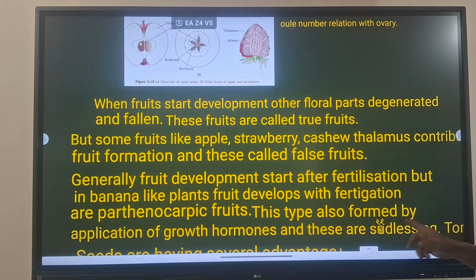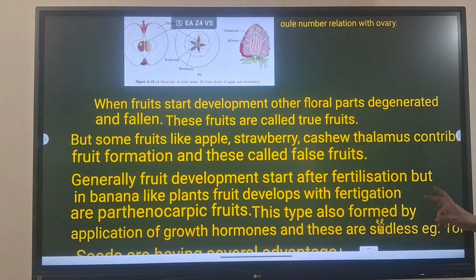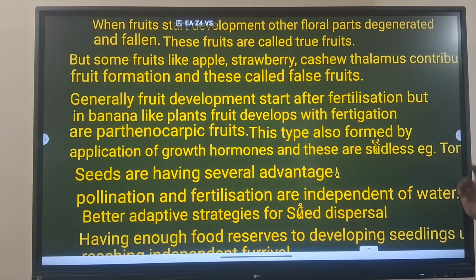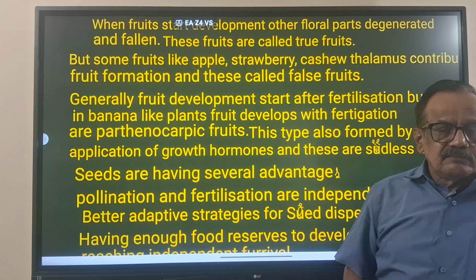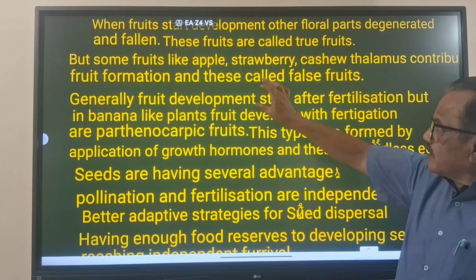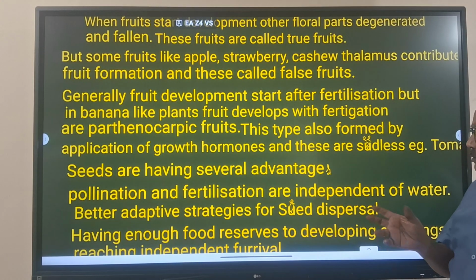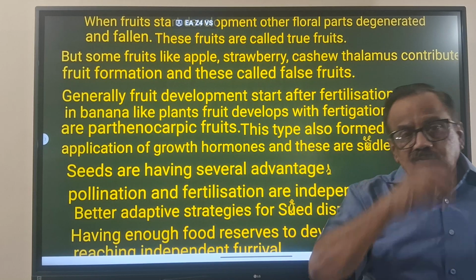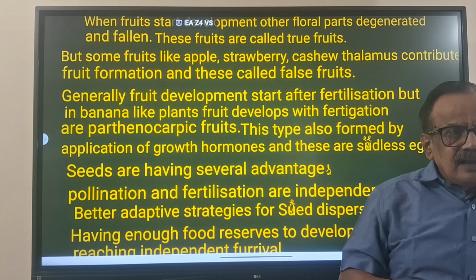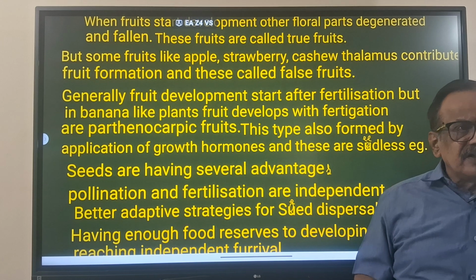This type are also formed by application of the growth hormones, and these seedless fruits, example tomato, he has given. All these are important. You have to read comparatively because it is important for the NEET. So growth hormones, which hormone? There you will read. That is the auxin. So growth hormones, if you spray without fertilization, ovary will develop as a fruit, parthenocarpic fruit.